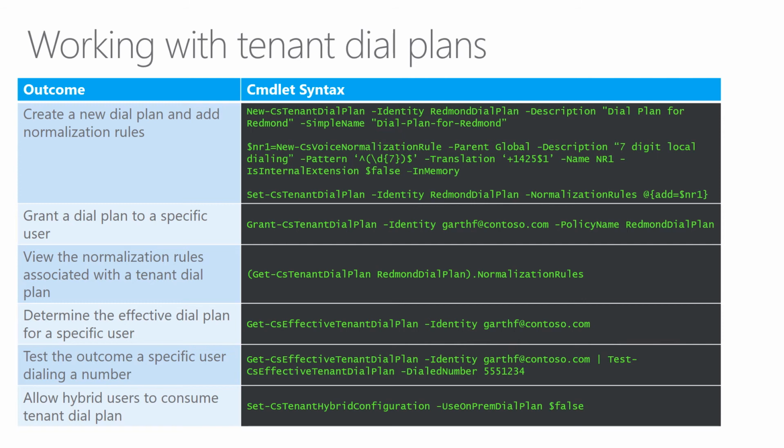Lastly, I wanted to call out the line that's in the last line of this table. That commandlet is called Set-CsTenantHybridConfiguration. That uses a parameter called UseOnPremDialPlan. We must set that to false if we want our hybrid users that we've set up in Skype for Business Online to consume tenant dial plans.